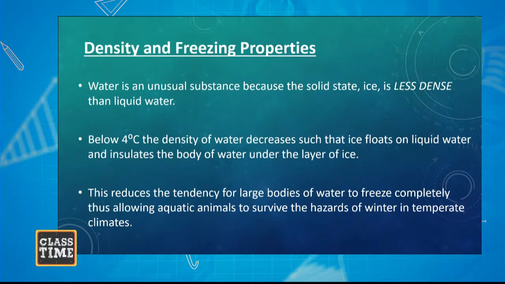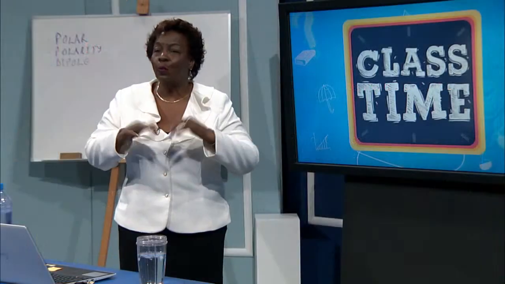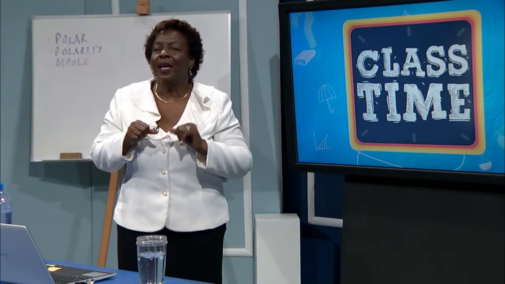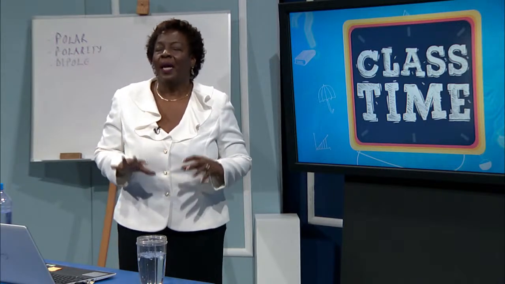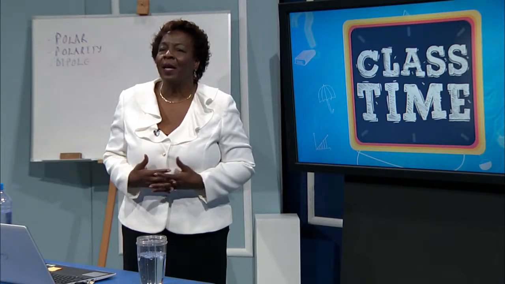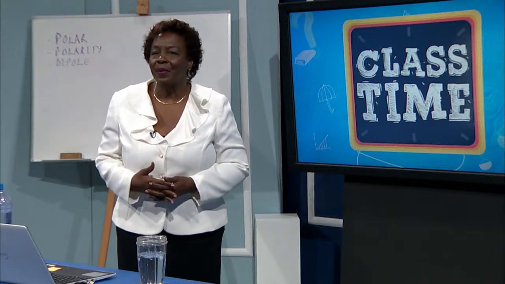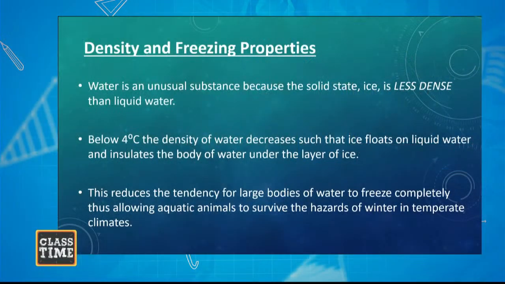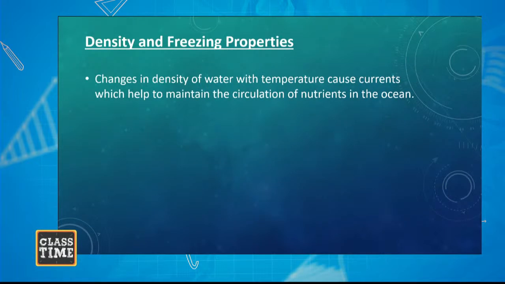So in winter, what happens is that the water freezes over to form this layer of ice, which is an insulating layer, keeping the water below at a temperature that will sustain the lives of the aquatic organisms. Now, this reduces the density of water, of ice, reduces the tendency for large bodies of water to freeze completely, thus allowing aquatic animals to survive the hazards of winter in temperate countries.